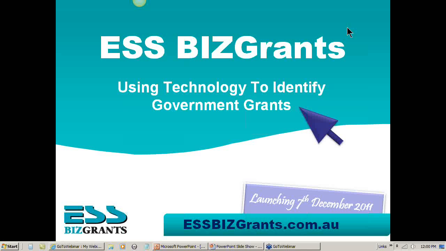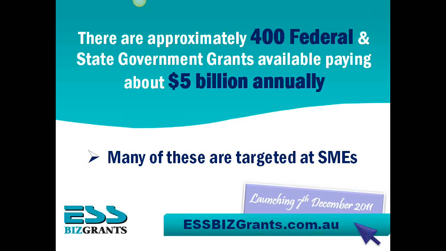Government grants are an interesting area in Australia. There are over 400 federal and state government grants available, and they're paying approximately $5 billion annually. Many of these grants are targeted at small, medium enterprises.